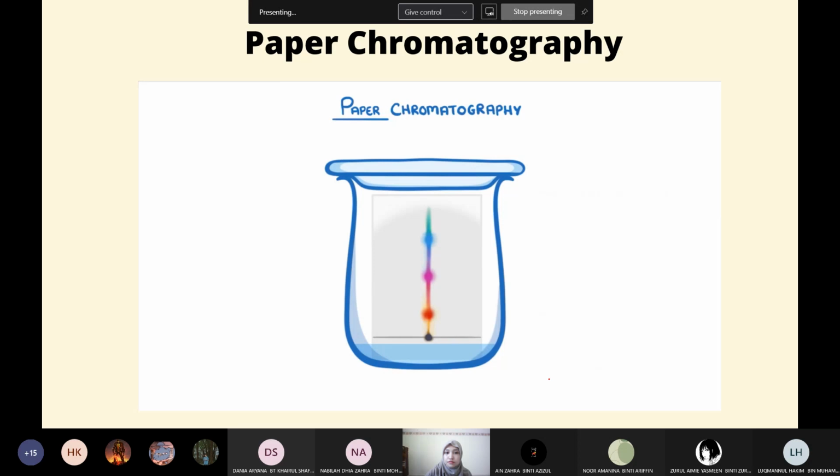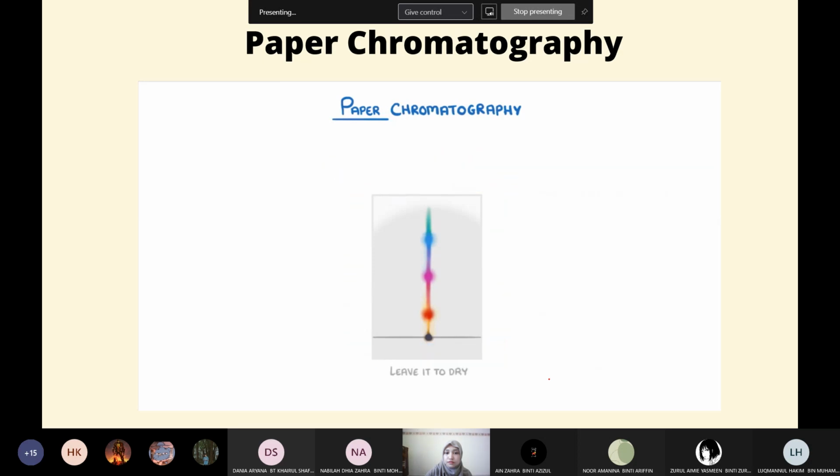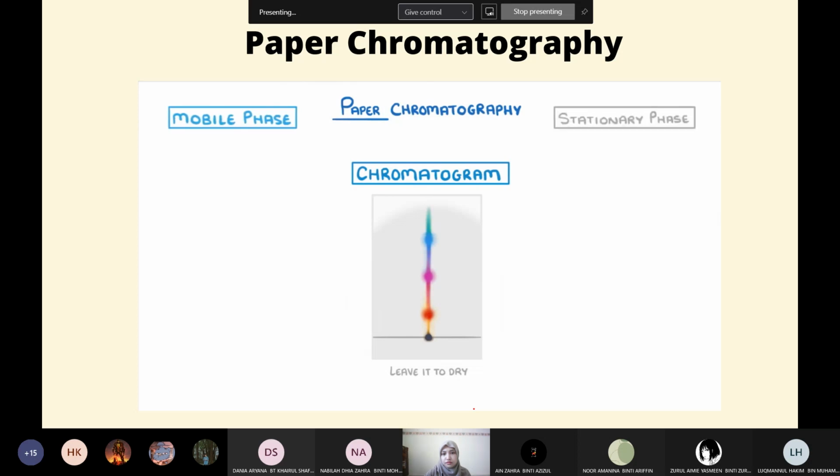Once the solvent has almost reached the top of the paper, we take it out and leave it to dry, and the pattern of spots that we have left is called a chromatogram. Now, to explain why the different chemicals move up the filter paper at different rates, you need to use a couple of weird terms: the mobile phase and the stationary phase. What makes these things odd is they don't want you to think of these phases as periods of time, but rather as types of substances.